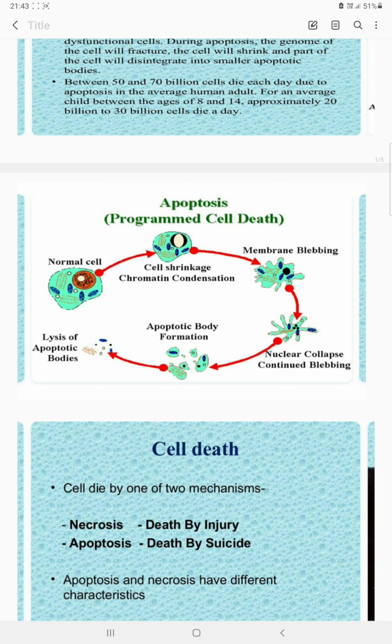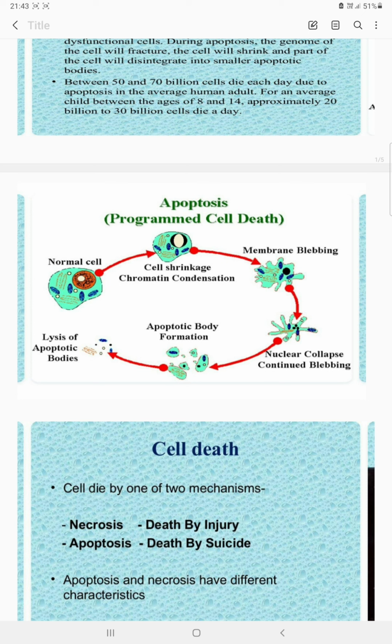Now, another thing that happens after the membrane blebbing is nuclear collapse and continued blebbing. The nucleus is collapsed, and the membrane blebbing continues in this process also. Basically, in this process the nucleus is condensed, and you can say collapsed. The size of the nucleus is decreased, and it shrinks.